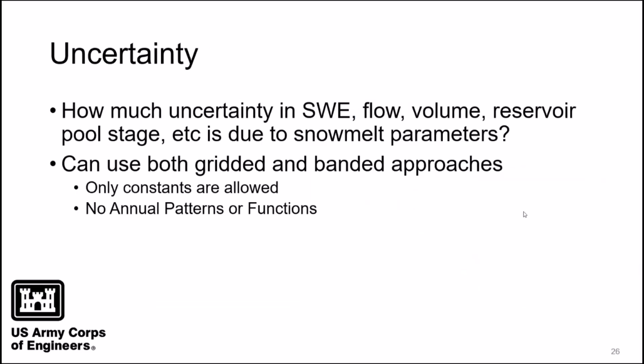All of these snowmelt parameters are also available within the uncertainty analysis, and this analysis is great because you can use it both to inform calibration as well as to investigate uncertainty in parameters even after you've calibrated them. The point of using an uncertainty analysis with a snowmelt model is to investigate how much uncertainty in an output is attributed to snowmelt parameters. That output might be SWE, flow, volume, or reservoir elevation. Just like the optimization trial, you can use both gridded and banded approaches for all the snowmelt models, but only constant parameters are currently supported. We are working on adding the capability to evaluate uncertainty in annual patterns or functions.